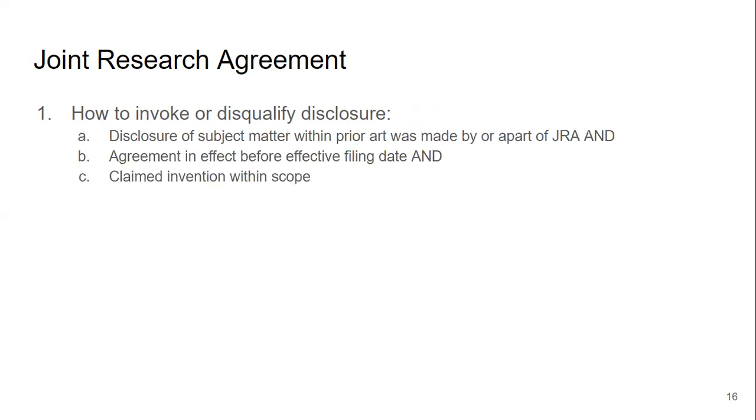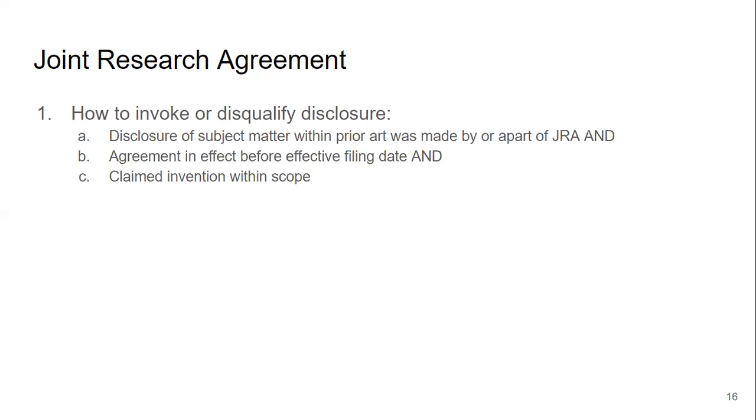Now, the joint research agreement that we talked about a moment ago would be an exception under 102(b)(2)(C), not 102(b)(1)(A). So how to invoke or disqualify the disclosure is important. The disclosure of the subject matter within the prior art was made by or as part of the JRA, the agreement was in effect before the effective filing date, and the claimed invention is within scope. All of these have to be met in order to make the joint research agreement claim here.